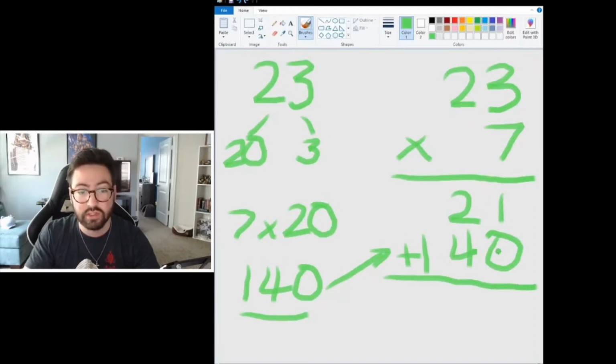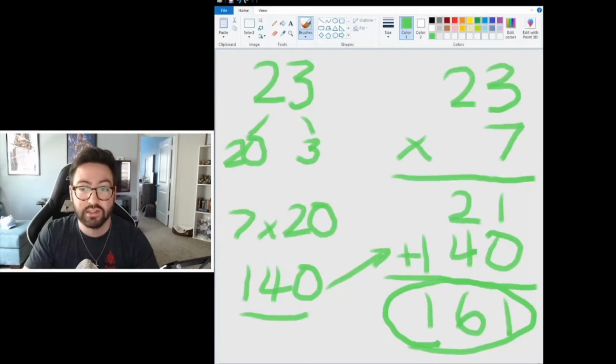So 21 plus 140 is going to equal 161. So 23 times 7 equals 161. That's the expanded algorithm. So the expanded algorithm shows us how we multiply parts of a two-digit number separately to make it a little bit easier on us. Next, we're going to do the standard algorithm, which is the exact same process, only it's less work to write it down.